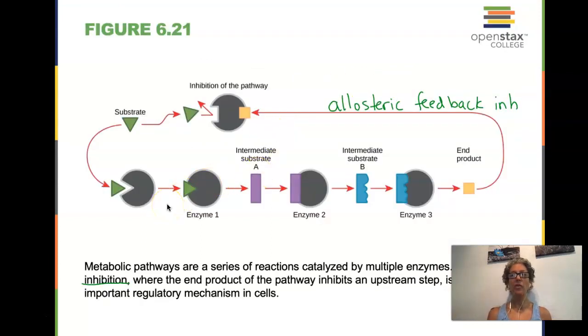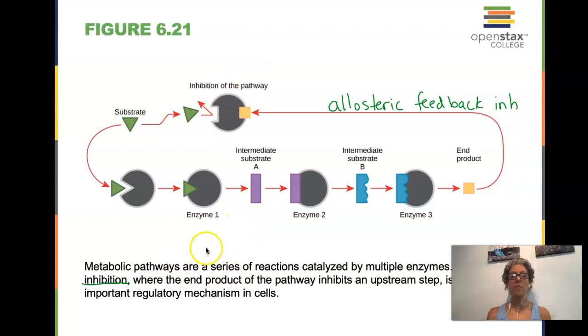This is showing how that allosteric inhibition works to inhibit pathways. This triangular substrate, whatever it might represent, fits perfectly into the little Pac-Man enzyme, converts that to the first intermediate. That intermediate is now a substrate for the second enzyme. It gets converted to the next intermediate, which is the substrate for the third enzyme. That creates a product. That end product feeds back to the original enzyme and now alters that active site.